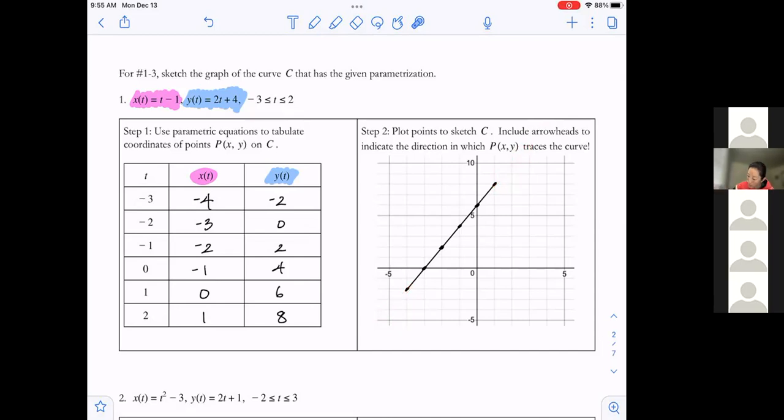The second thing I want to point out is this part. I type these directions all the time and people don't read them. Including arrowheads to indicate the direction in which P of X, Y traces the curve. So this is where I started. This is my first point. And then I went all the way through until T equals 2. And this was my last point. And so all we need to do to fulfill that last requirement is we just need to draw little arrowheads in the direction that I want.